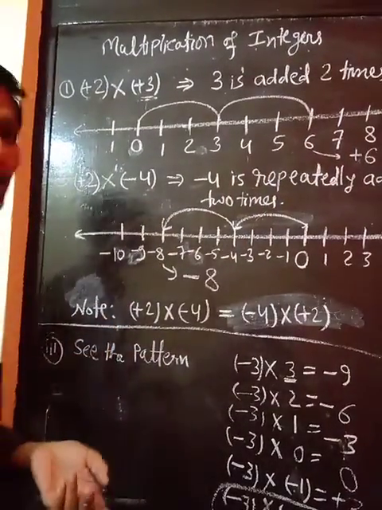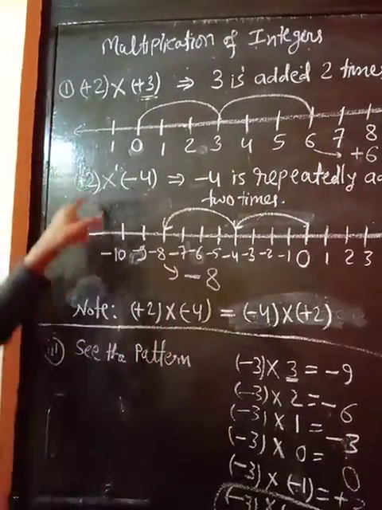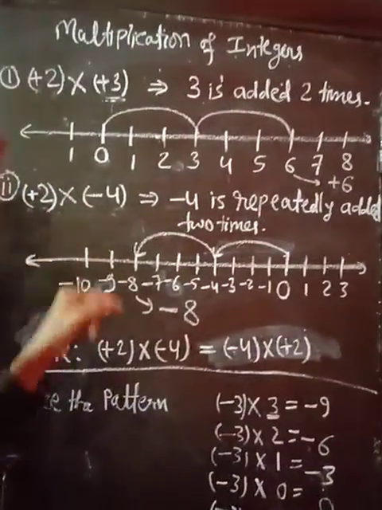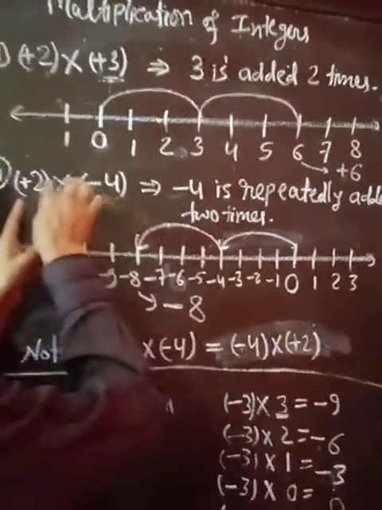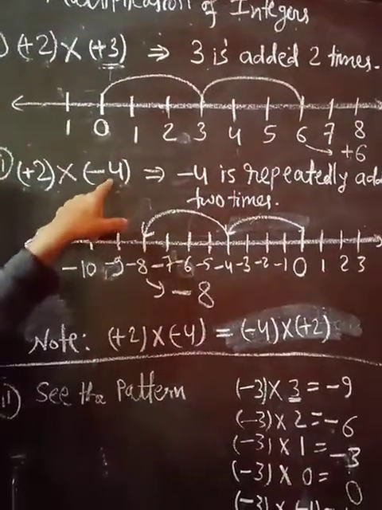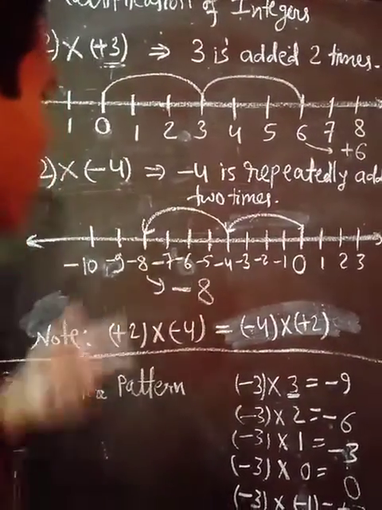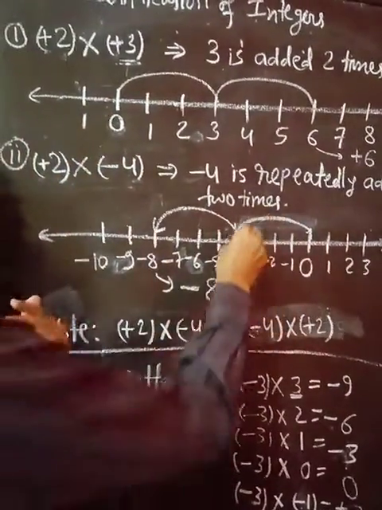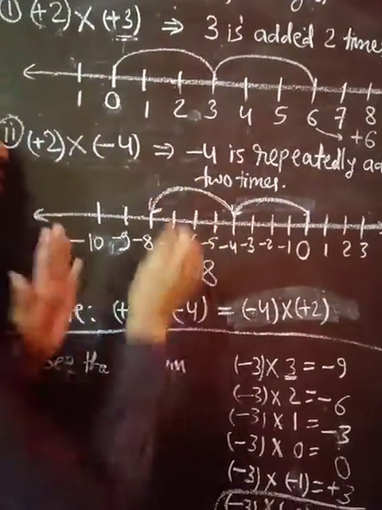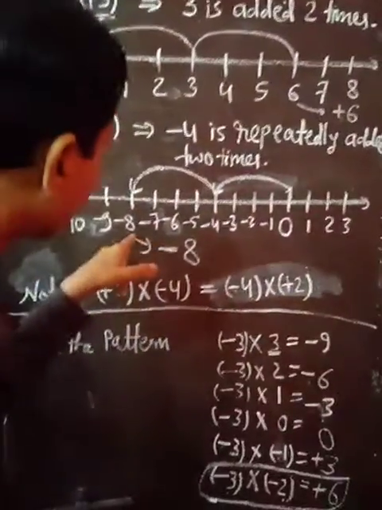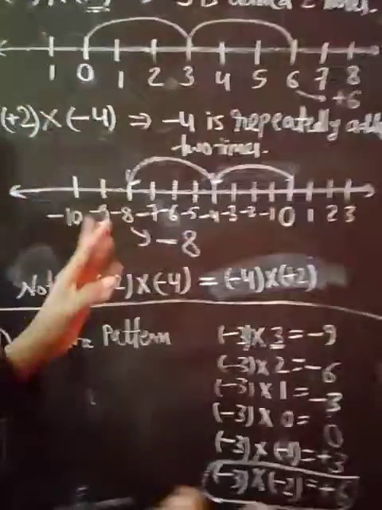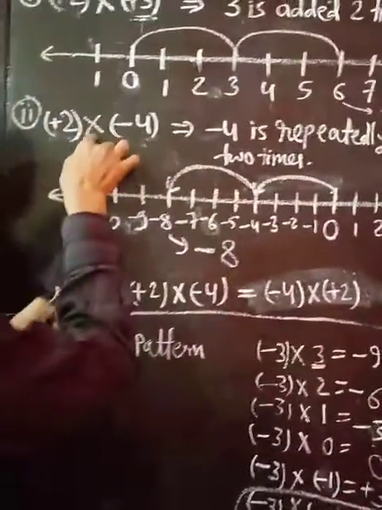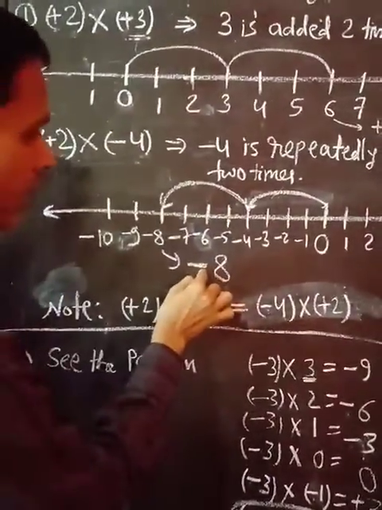Now let us see one question of positive and negative. Plus 2 multiplied by minus 4. So it means minus 4 is repeated 2 times. Let us repeat it. Minus 4 means we will come to the left side 1, and one more time, 2 times. So what is our result? Minus 8. So now you see 4 twos are 8, and this positive multiplied by negative is coming negative.